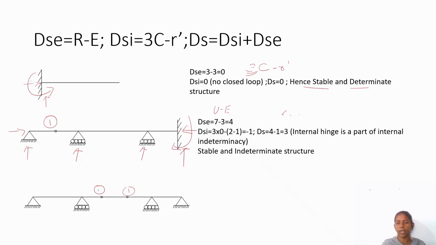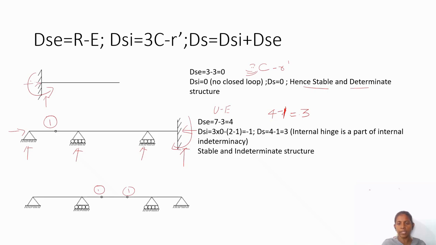The internal hinge is part of the internal indeterminacy. So this structure is a stable and indeterminate structure. You can see the total static external indeterminacy is 4. While introducing an internal hinge, some releases are possible, hence the structure becomes lesser indeterminate, of 3. So if you introduce some hinge at the intermediate point, you can make the structure lesser indeterminate or purely determinate.